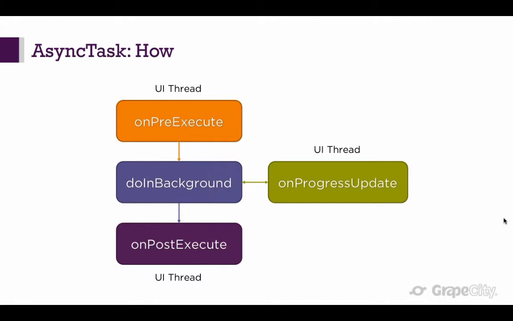So what if I have a really intense background process? What if I need to notify the user of some progress, like a progress bar or how much data is being downloaded? I can do this using onProgressUpdate. Now this is executed on the UI thread to notify the user of the UI changes.